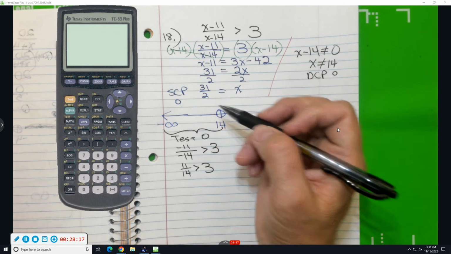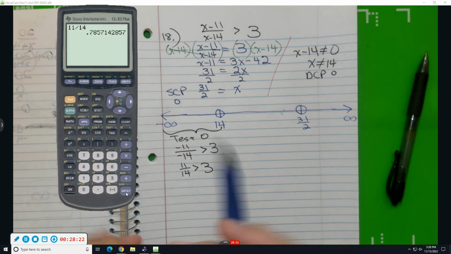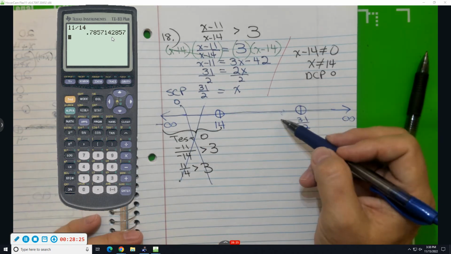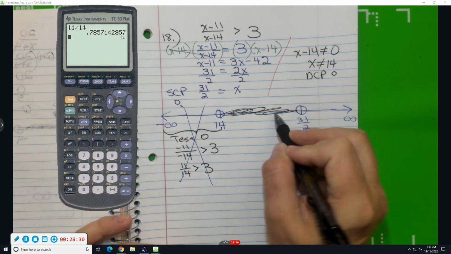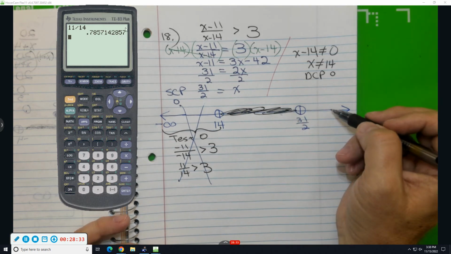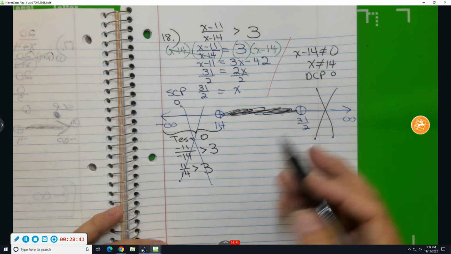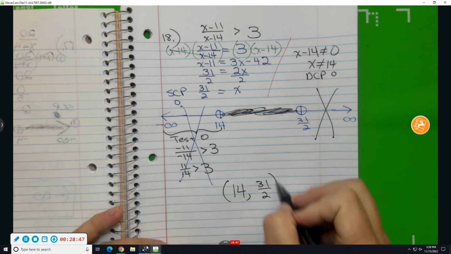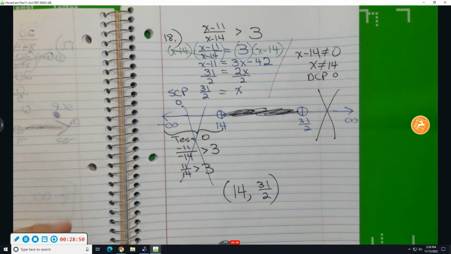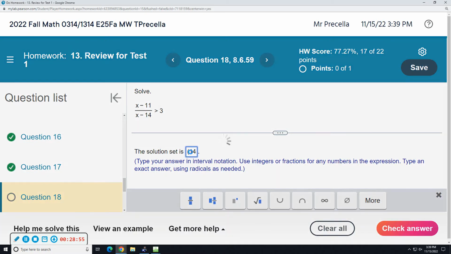So now that brings up a good point. If you're only checking one interval, you better make sure you check that one interval correctly. This is false, so we'll cross that out, which means this middle interval, what will I do? Shade, I agree. Here, cross. Final answer, will I have any brackets? No, because it's open circle, that's parentheses, 14 comma 31 half, right parenthesis. Any questions there?